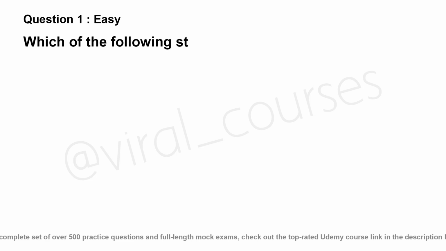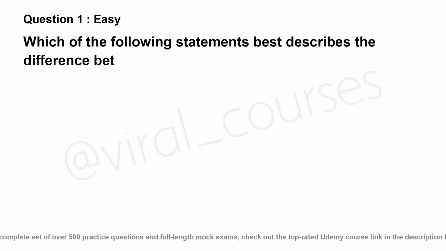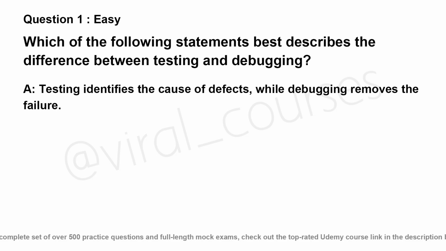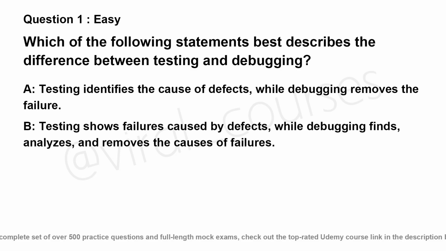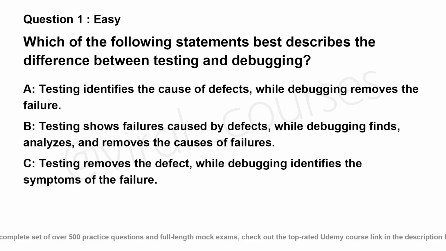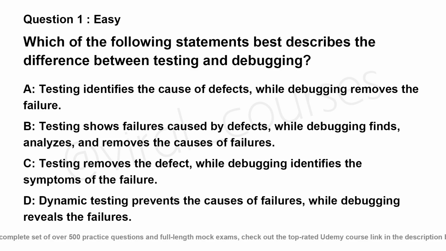Which of the following statements best describes the difference between testing and debugging? Option A. Testing identifies the cause of defects, while debugging removes the failure. Option B. Testing shows failures caused by defects, while debugging finds, analyzes, and removes the causes of failures. Option C. Testing removes the defect, while debugging identifies the symptoms of the failure. Option D. Dynamic testing prevents the causes of failures, while debugging reveals the failures.